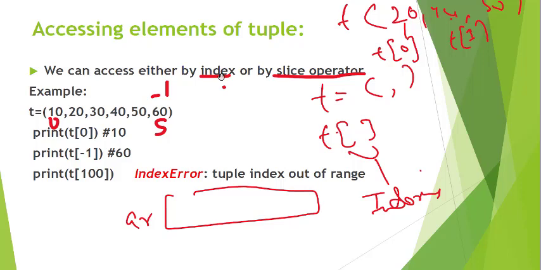Now, if you want to access an element of a tuple, you can use the index or a slice operator, whatever you like. Say, for example, this is 10, 20 up to 60. We know the beginning is 0, and in reverse it is -1. If you say print t of 0, the answer is 10. But if you say -1, the answer is 60. But if you say 100, which is not there, it says tuple index out of range. Indexing you always do in square brackets. Even an empty tuple needs a comma to tell us that this is a tuple. So if it's a single element or empty, you need to have a comma.